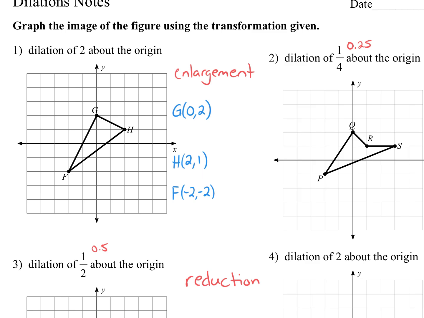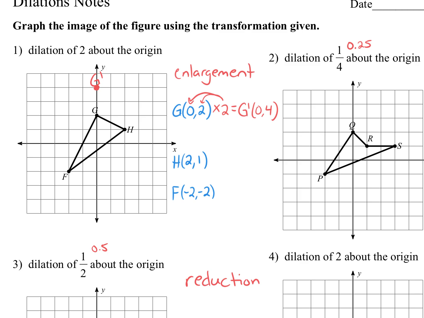Now, for a dilation of 2, how do we find our new image? What do I do with all those coordinates? Multiply all of them by our scale factor of 2. So if I multiply by 2, remember we're distributing here. What's 2 times 0? 0. What's 2 times 2? 4. So our new point for G prime is 0, 4.